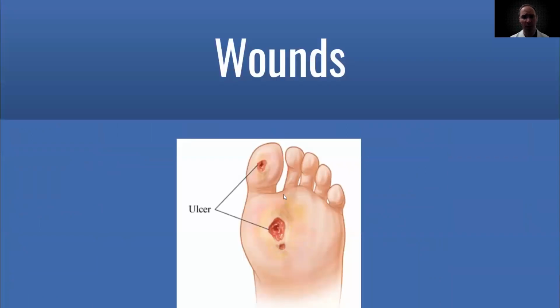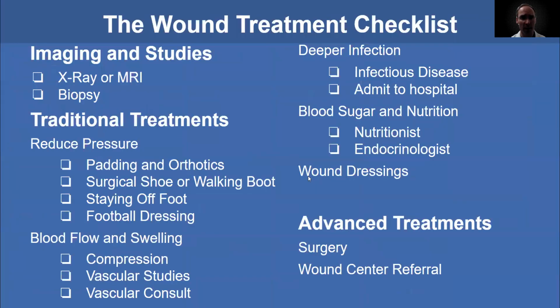And then wounds, I'm not going to go into a lot of depth. This is going to be a couple of lectures on itself. I'll put some resources on the bottom about wounds if you'd like to know. But the gist of it is, if you're concerned about bone infection, I would get an X-ray or an MRI. If you're concerned about any type of malignancy, a wart that's long standing, you might want to get a biopsy. What you can do to reduce the pressure would be padding in an orthotic or a surgical shoe, basically staying off the foot, which is really hard if they have neuropathy.